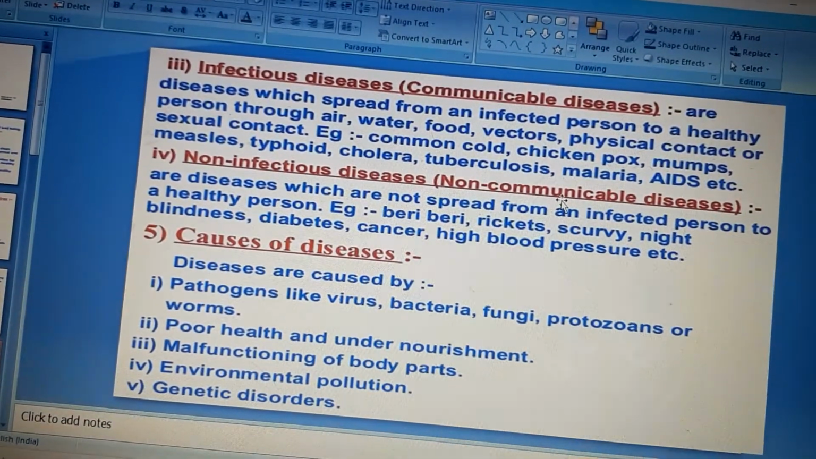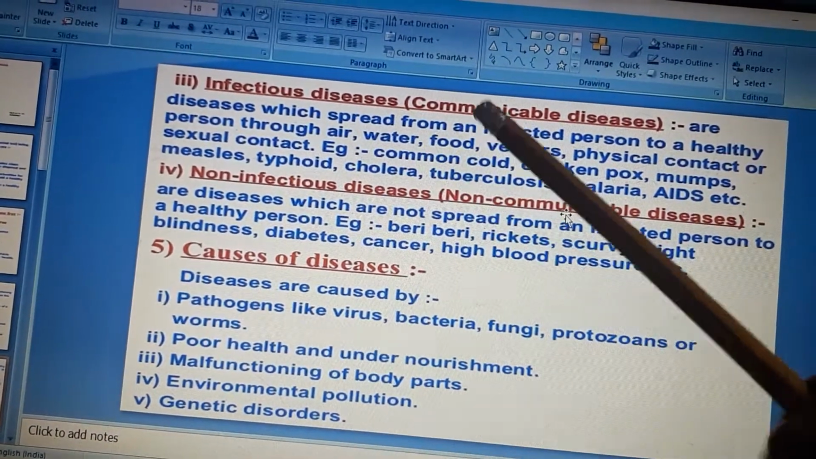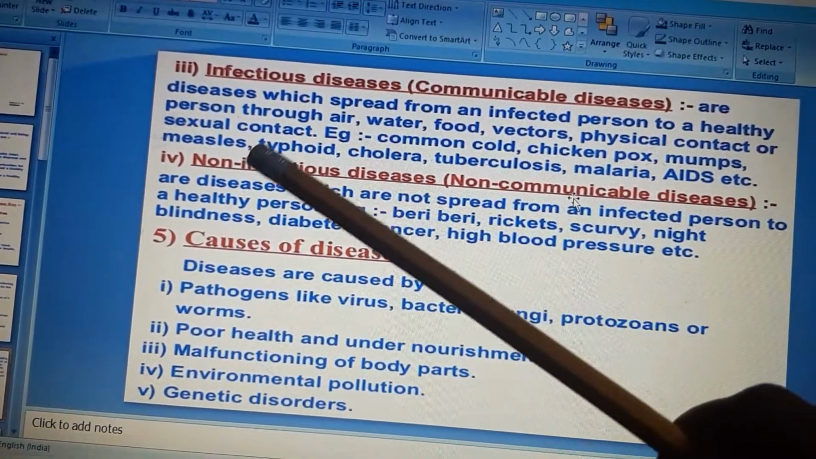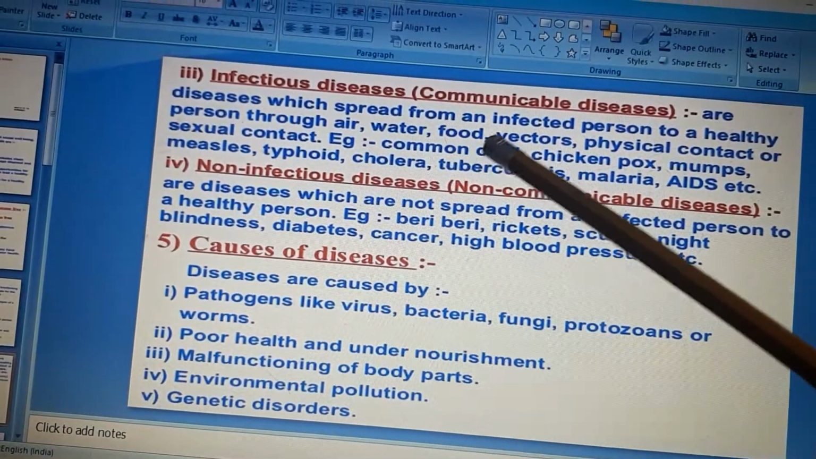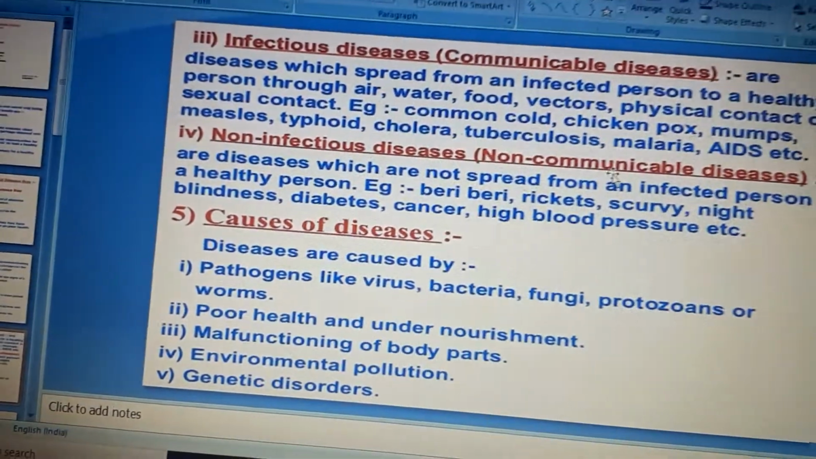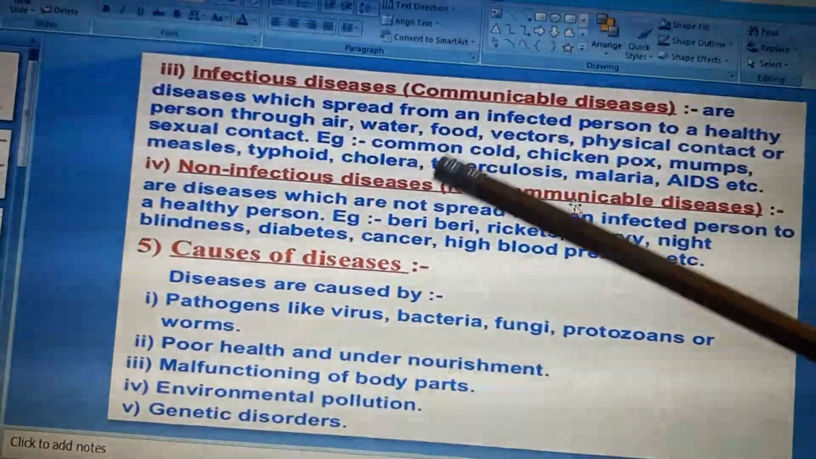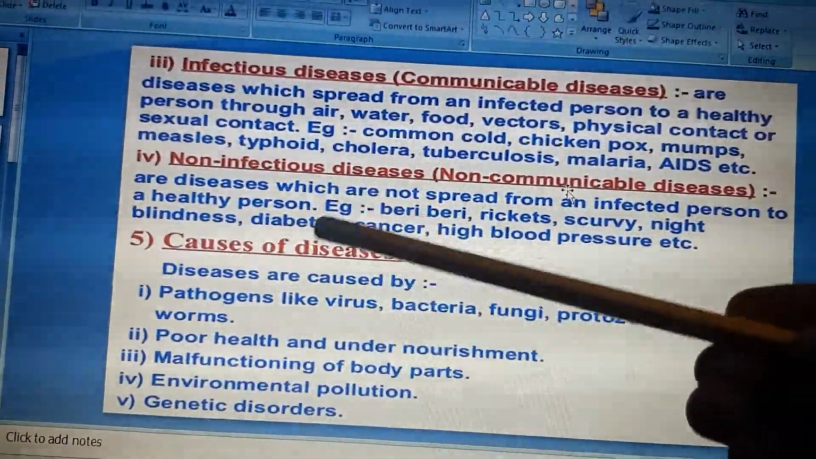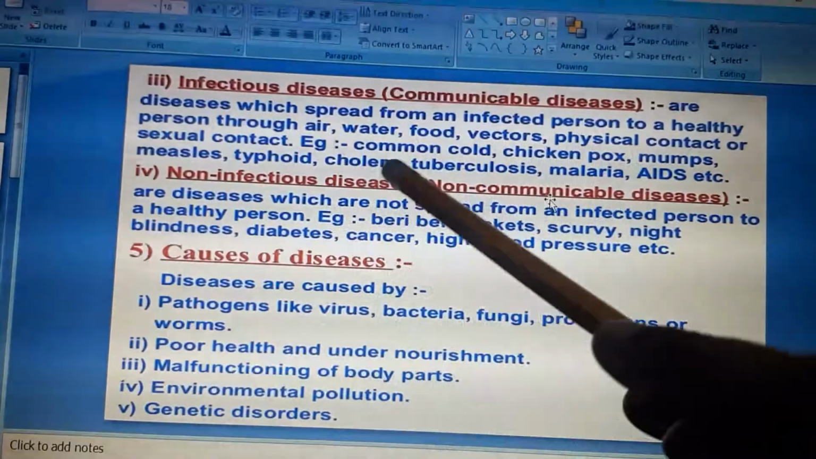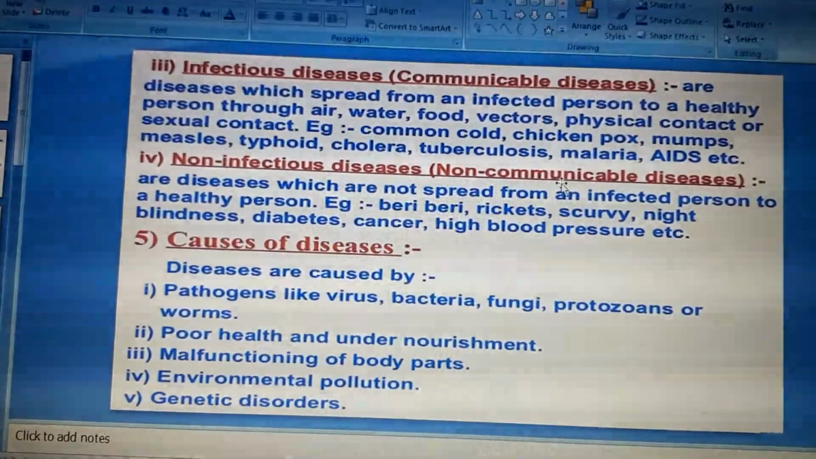The third type of disease is infectious disease. These are communicable diseases which spread from one infected person to a healthy person. These can be airborne, waterborne, food, vector, physical contact, sexual contact, etc. Nowadays we are having a common pandemic around us, which is COVID-19. It is a kind of communicable disease because it is infectious and it is spreading from one person to another. Some examples of infectious disease are common cold, chickenpox, mumps, measles, typhoid, cholera, tuberculosis, malaria, AIDS, etc.